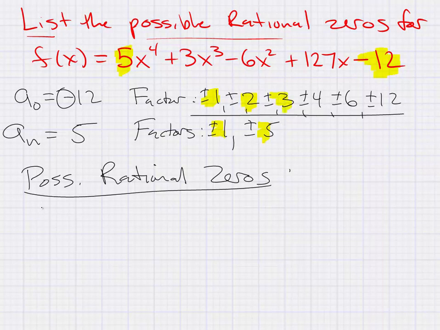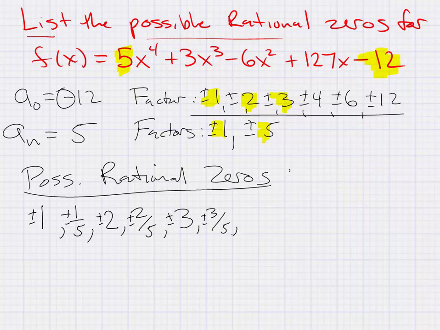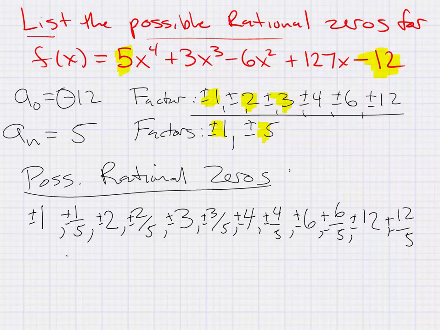So I get 1 divided by 1 is 1. 1 divided by 5 is 1/5. Again, plus or minus on all this. 2 divided by 1 is 2. 2 divided by 5 is 2/5. 3 divided by 1 is 3. 3 divided by 5 is 3/5. 4 divided by 1 is 4. 4 divided by 5 is 4/5. 6 divided by 1 is 6. 6 divided by 5 is 6/5, etc. 12, 12/5, plus or minus. These are all the possible rational zeros. There's a lot of them in this case.